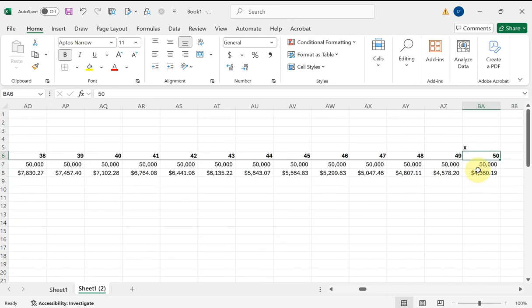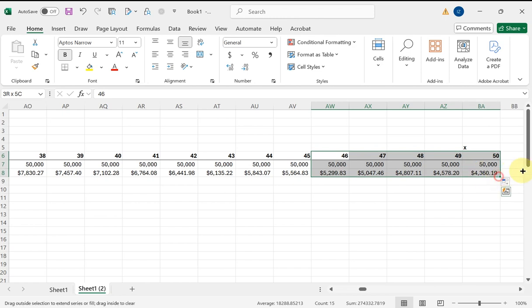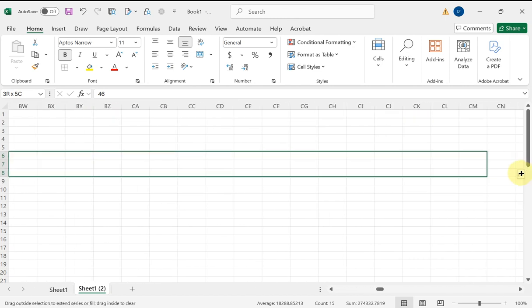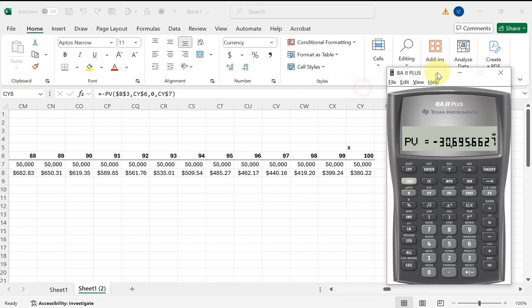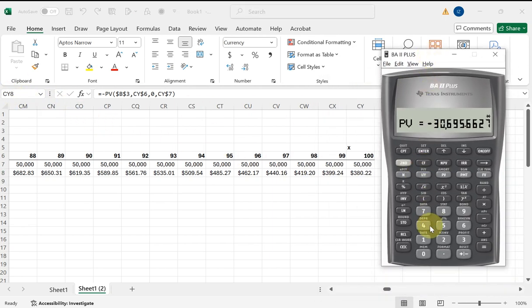Okay, now let's go out 100 years. Let's grab some of these and then let's drag it out to 100 years, and let's see what the present value is. I have a little marker here to tell me where 100 years is. So look at this. $50,000 promised 100 years from now, discounted at 5%, is only worth $380.22. I'm going to walk you through that in the calculator, right?